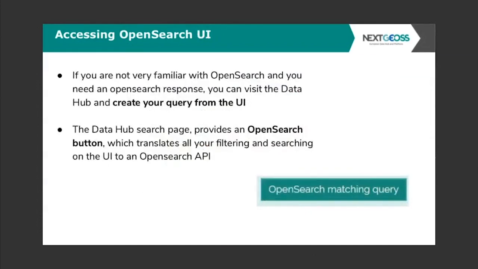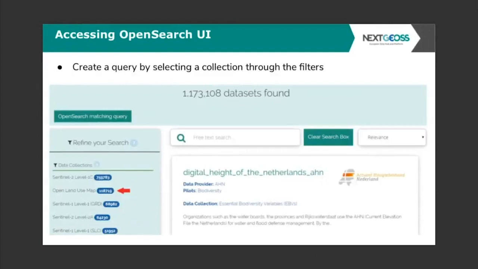If you're not familiar with OpenSearch and you need an OpenSearch response, you can visit the Data Hub and create your query from the UI. With that, we have introduced the OpenSearch matching query button, which you can find on the dataset page. So for everything we do here on the Data Hub, we can then reproduce an OpenSearch query.